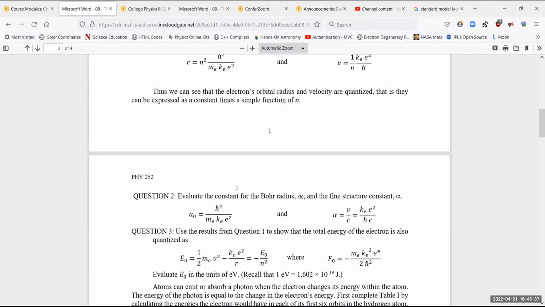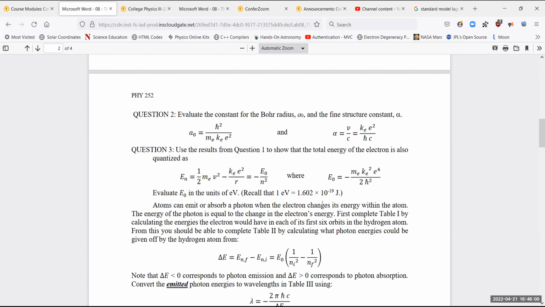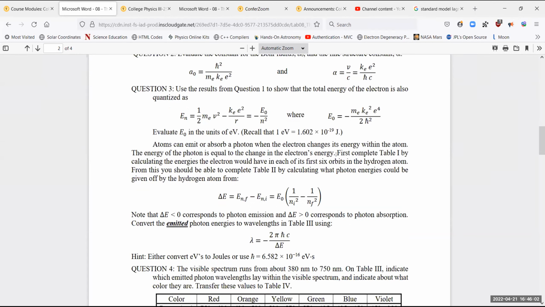It's 9 times 10 to the power 9. So you're going to sub in here, and it's going to be some fundamental unit divided by n squared. So you'll have an n squared in the denominator, and all of the other stuff is going to be in the numerator. And evaluate E naught. If you do the calculation carefully, you're going to find 13.6 electron volts, because you are supposed to do it in electron volts, okay? So you're supposed to do this calculation.